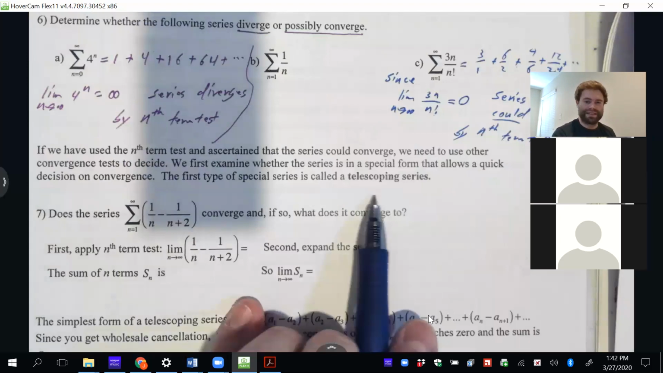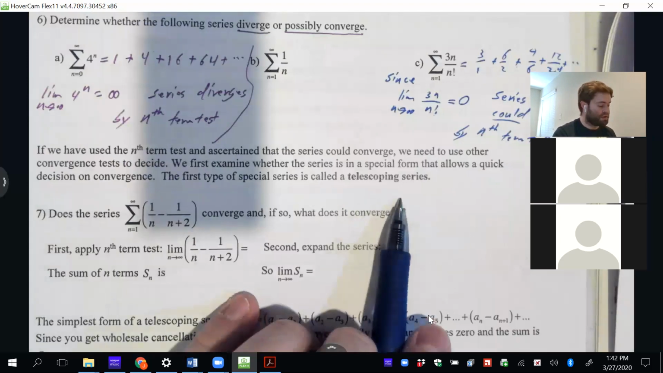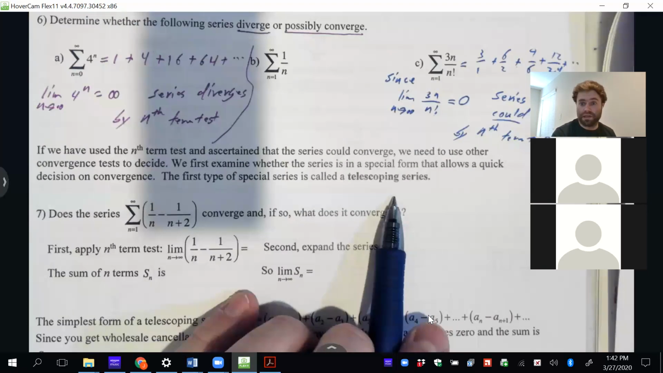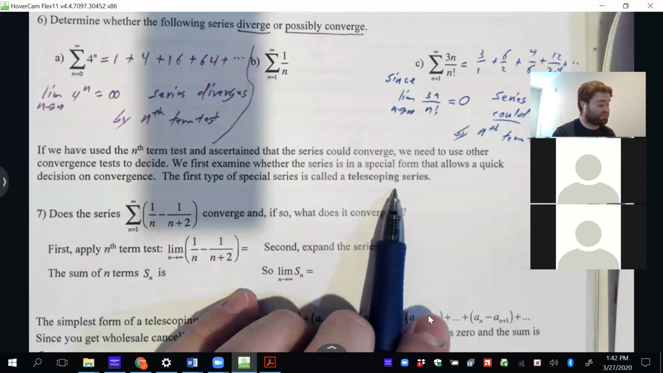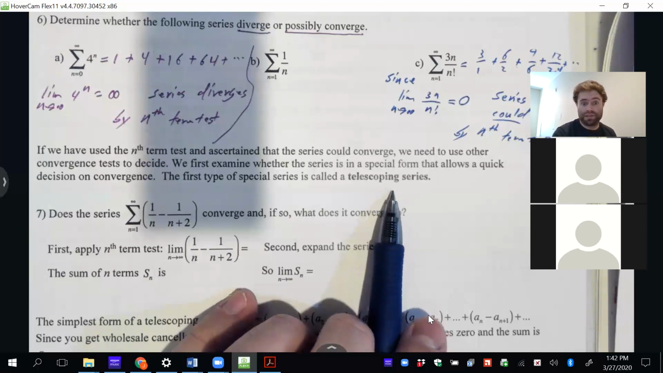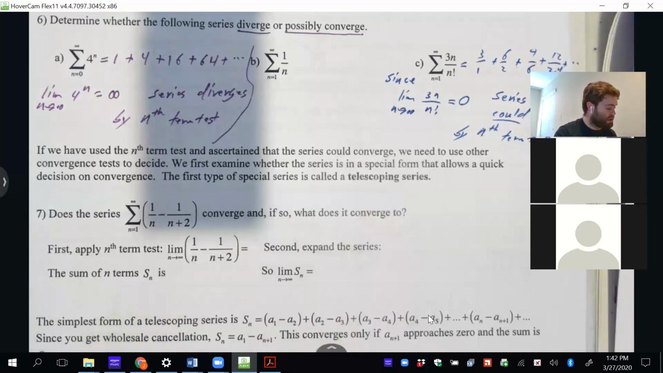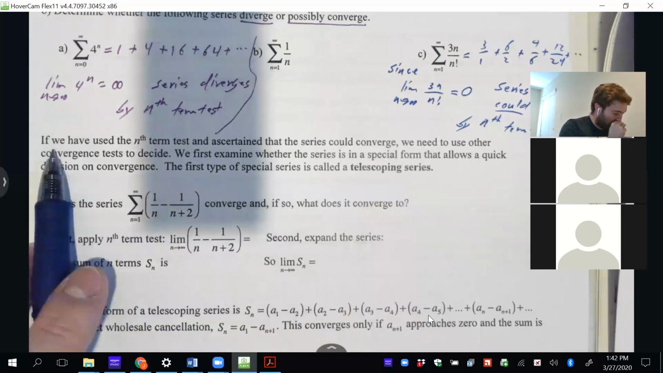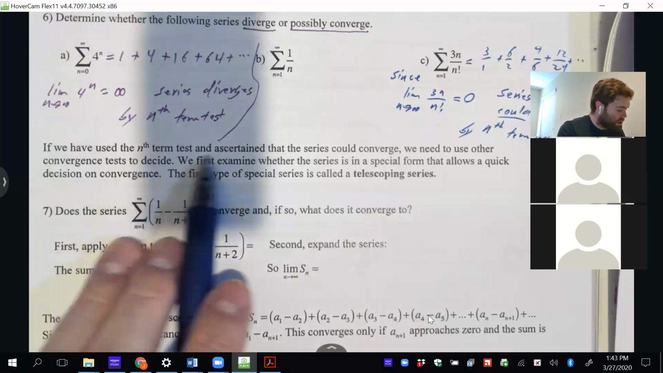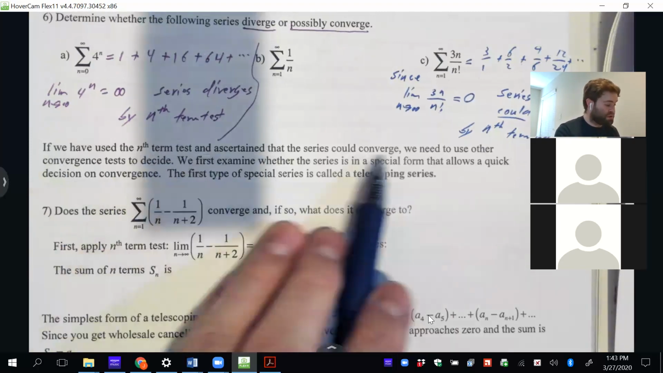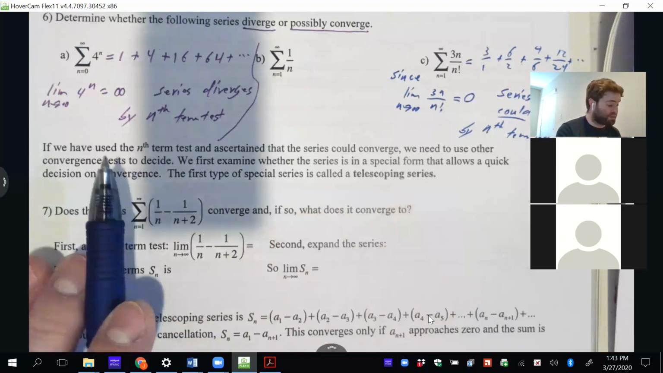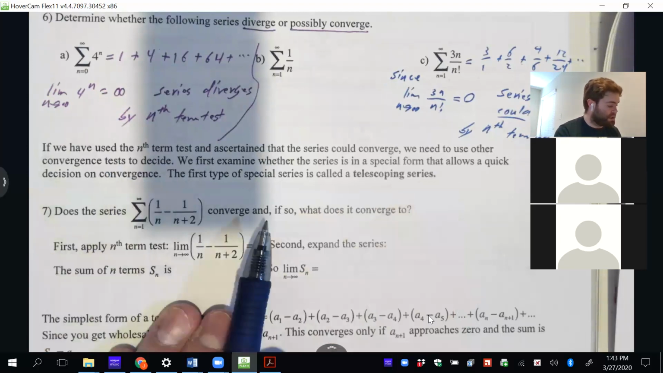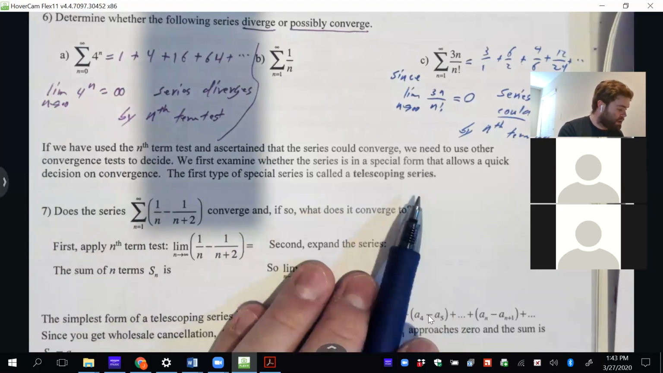Telescoping series is not really a test. It's more of a specific form the series is in. But it does count as a test if you were asked to show that something converges or diverges. If something is a telescoping series, it most likely will. So if we've used the nth term test and determined that it could converge, we want to then use some other convergence tests because it's not good enough to show for sure. First one we're going to look at is the telescoping series.